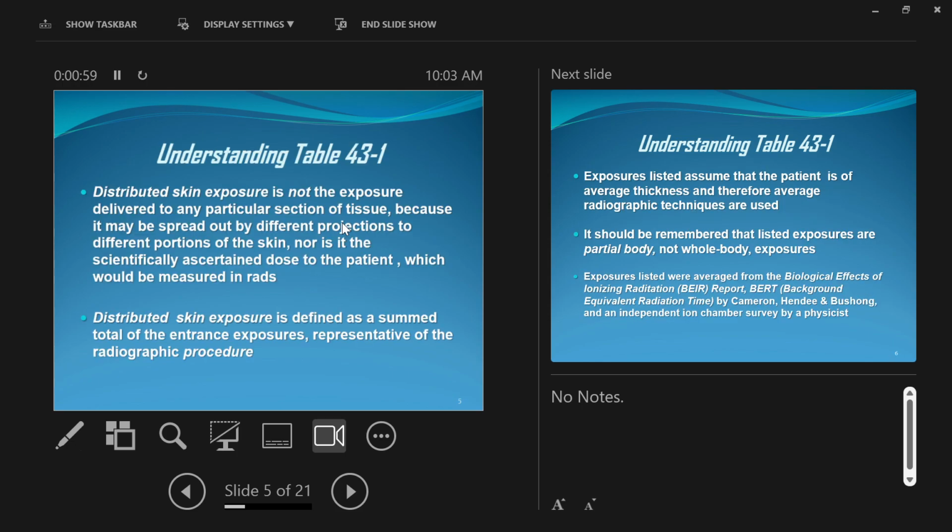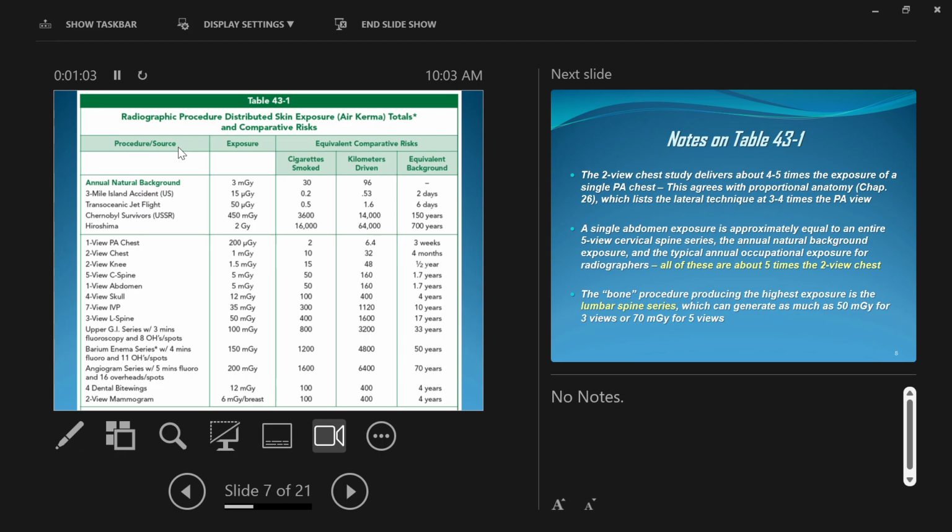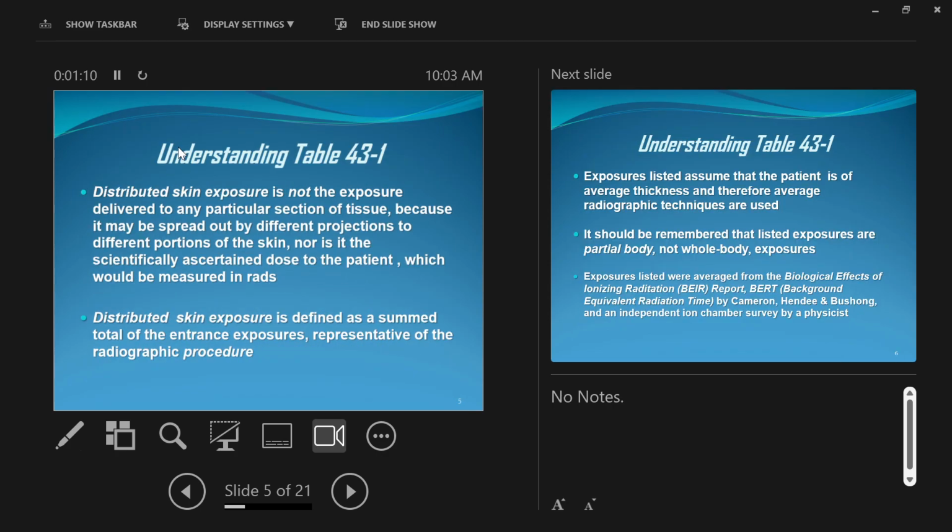A couple notes. We're going to look at a table here, this table, in just a moment. You can feel free to have your books open to this table if you like, or your notes that I've sent you open to this table, but let me make a few notes on that. When we talk about the distributed skin exposure in this next table, distributed skin exposure means the entire amount of exposure given for a whole X-ray procedure.